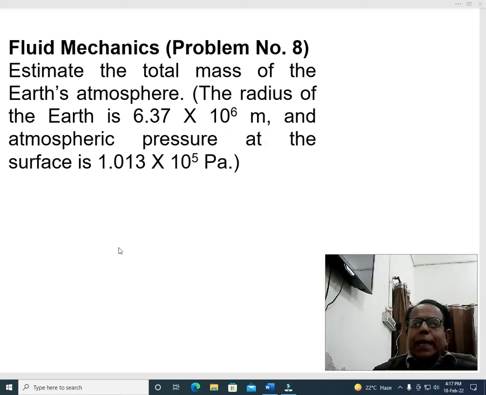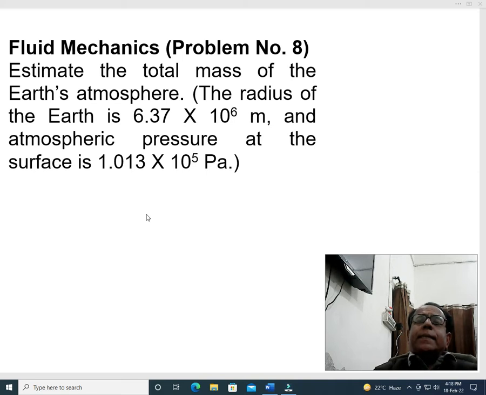This is our next module, next problem number 8, fluid mechanics. So, as usual, first we come to our statement. Estimate the total mass of the Earth's atmosphere.